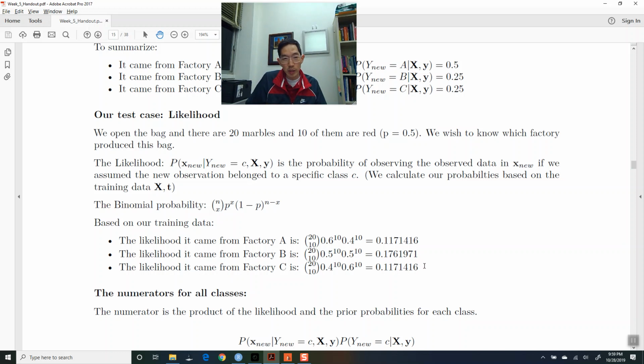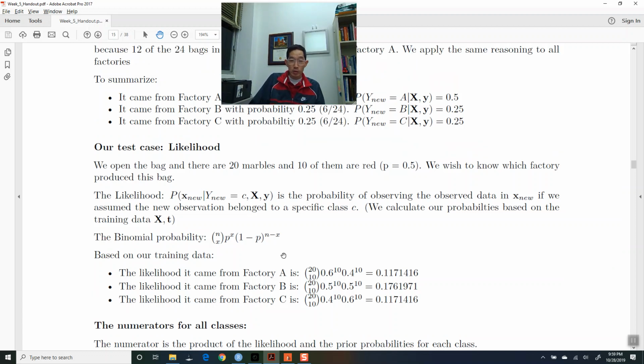And as we would suspect, the likelihood of factory B right now is the highest, okay? Because when we looked through all of our data, factory A was 60% red, 40% blue. Factory B was 50% red, 50% blue. And factory C was 40% red and 60% blue. And so when we opened our pouch and we got 50% red and 50% blue, the likelihood of factory B is currently the highest, okay?